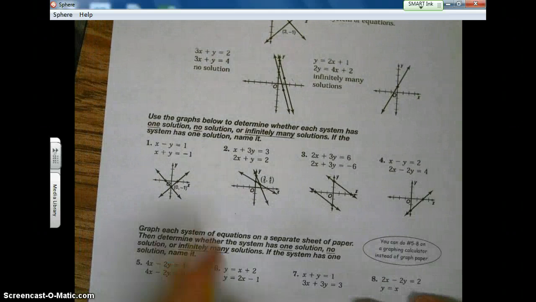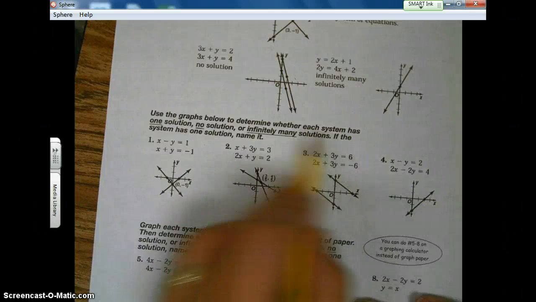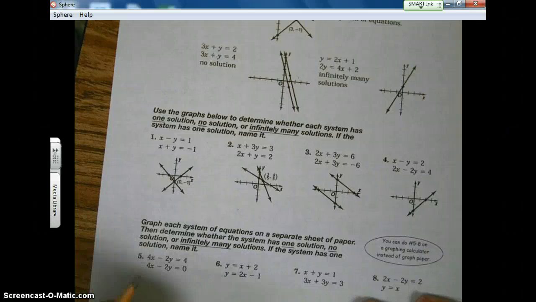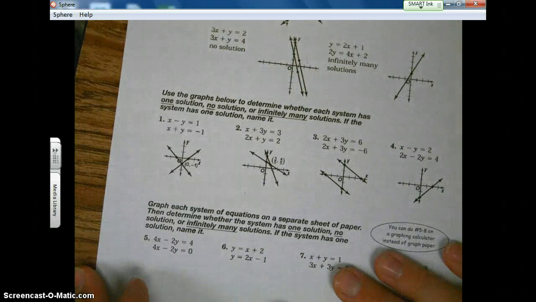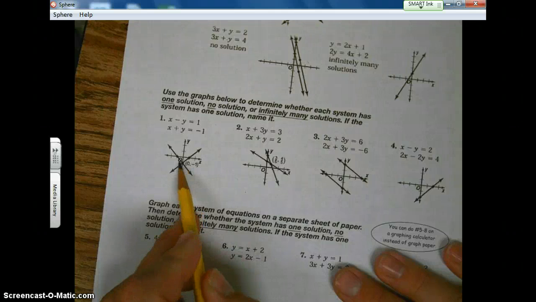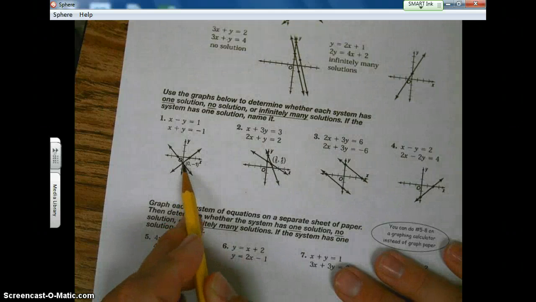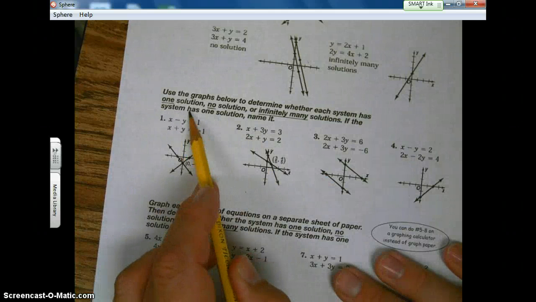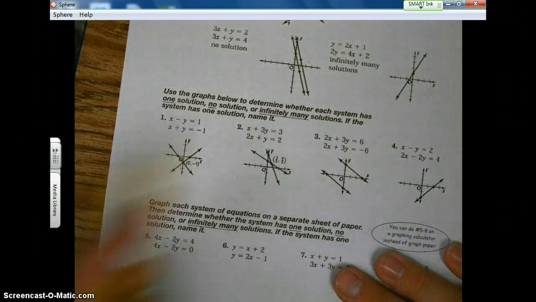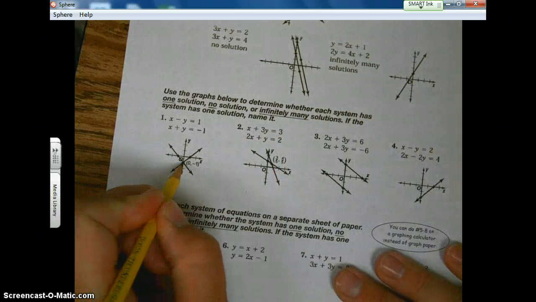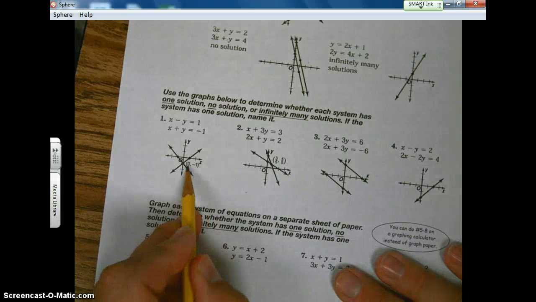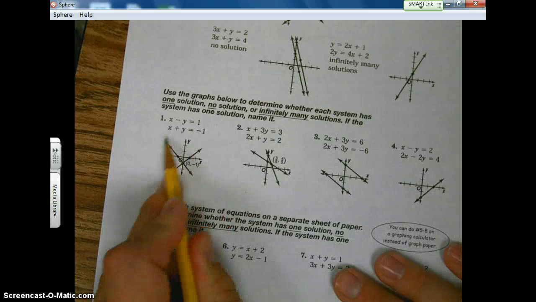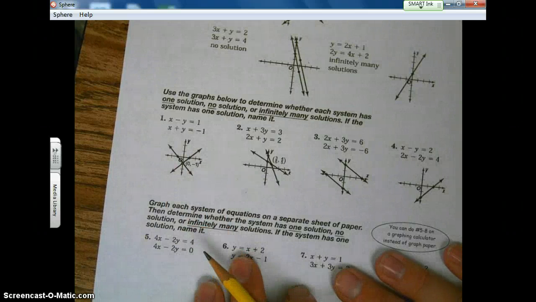Let's take a look. Use the graphs below to determine whether each system has one solution, no solution, or infinitely many solutions. So take a look at number 1. Here we have one solution. Okay? And it does say if the system has one solution, name it. So this solution is (0, -1). That's the solution to this system. Remember, it's where the two lines intersect.